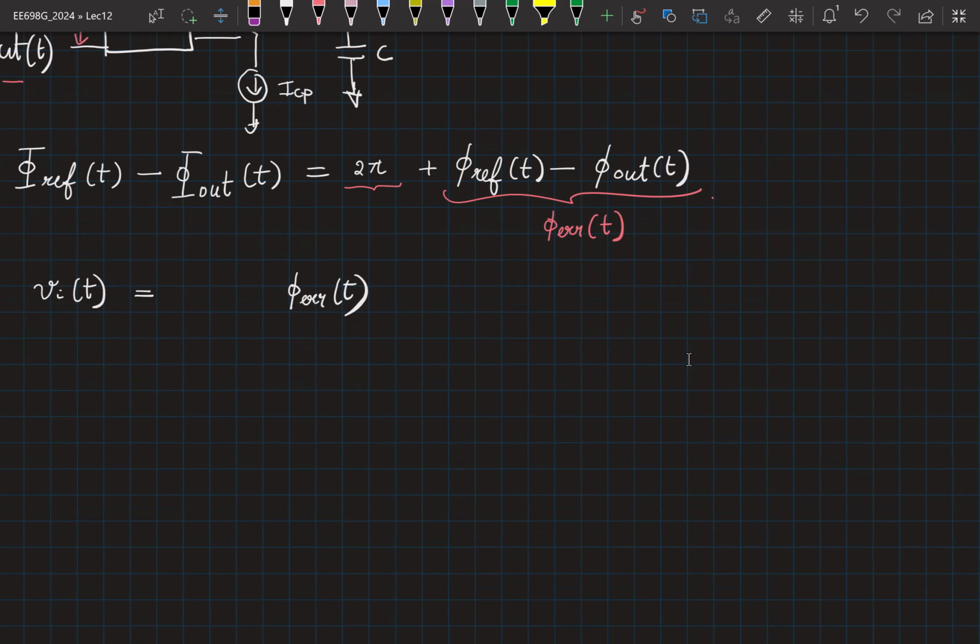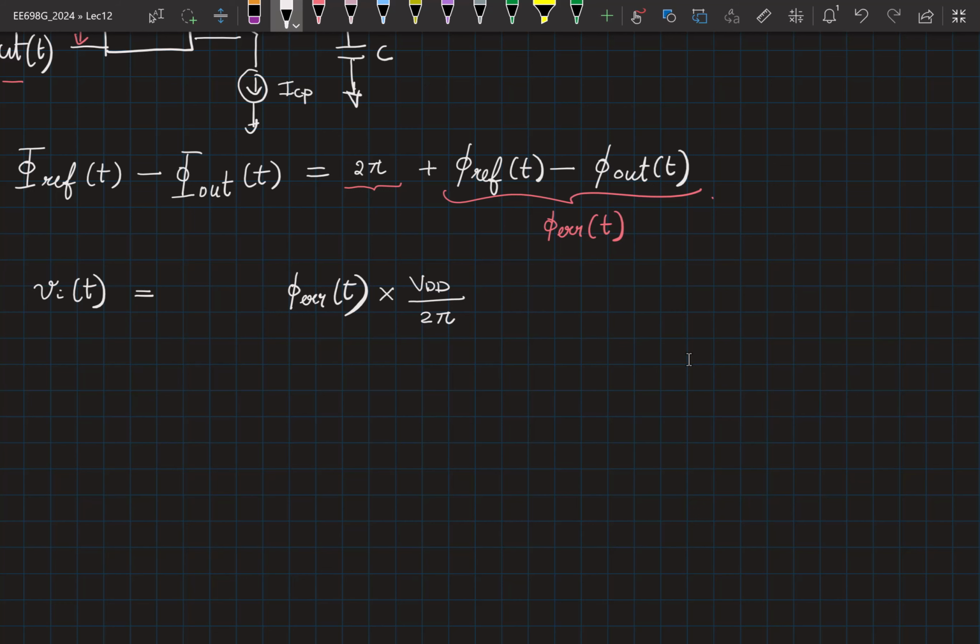So phi error of t. Do you remember the PFD gain? Feel free to go back and check your notes. What did you calculate as the PFD gain? Delta Vc over phi error. We calculated gains for a lot of phase detectors. What was it for the PFD? I don't expect you to remember it. This was equal to VDD by 2 pi into phi error. So the gain is VDD by 2 pi.